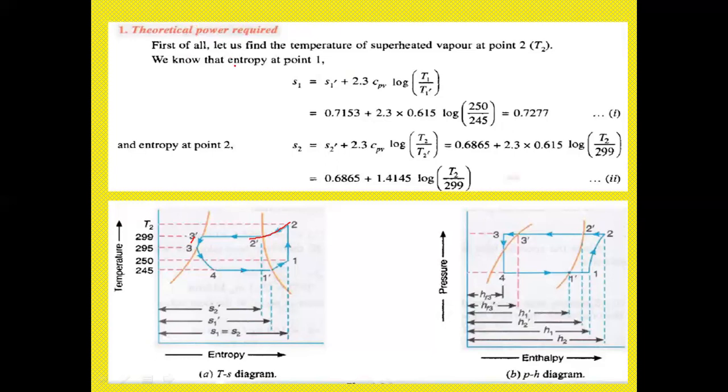So therefore the entropy at point 1, S1 is equal to S1 dash plus 2.3 CPV log T1 by T1 dash. So substituting the values here, directly you are getting the value 0.7277. Therefore the entropy at point 1 is this, and here the entropy is at point 2.